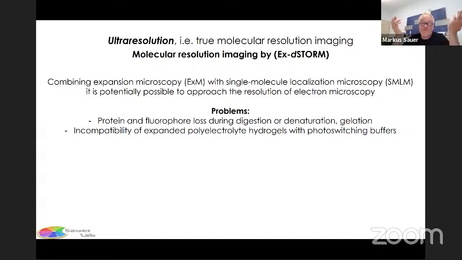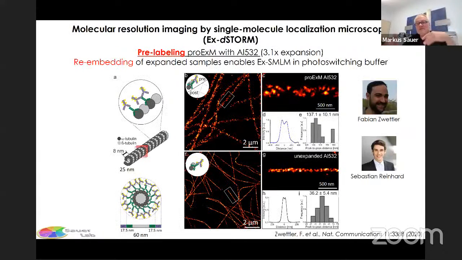And there is a lot of protein and fluorophore loss during digestion, denaturation and gelation. So you have to optimize these steps in order to enable, for example, d-STORM imaging combined with expanded samples. And this we exemplified for microtubules, which I do not have to introduce here, a structure of 25 nanometer diameter. If you add primary and secondary antibodies on the sides, you end up with a diameter of about 60 nanometers. So immunostaining displaces the fluorophores about 17.5 nanometers from your point of interest.